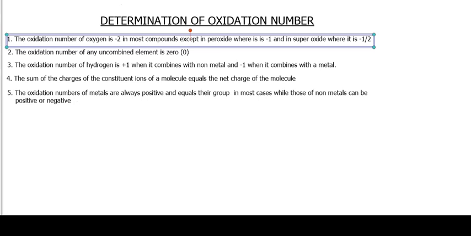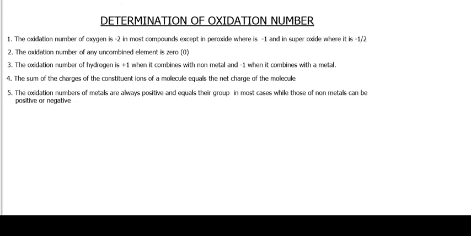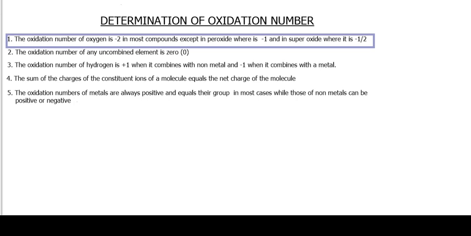always -2 in most compounds except when it is a peroxide. In a peroxide, the oxidation number of oxygen is always -1, but the suboxide is -1/2. So most of the questions we'll be seeing are questions in which compounds in which oxygen carries a charge of -2. If it carries -1, they will let us know it's a peroxide. For instance, you can see in hydrogen peroxide or in sodium peroxide, what is the oxidation number of oxygen.